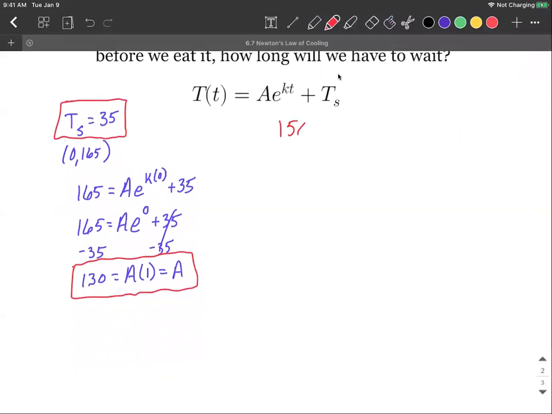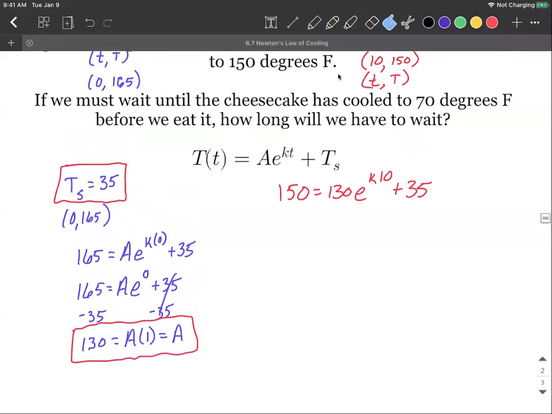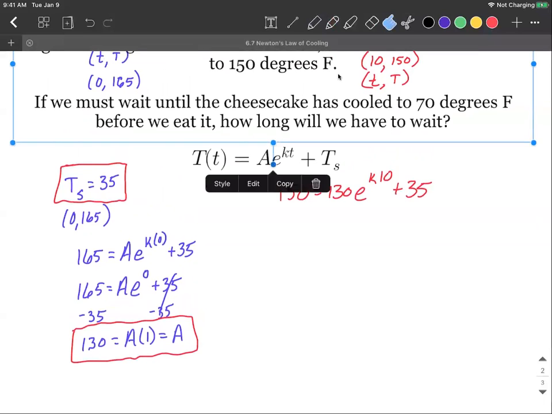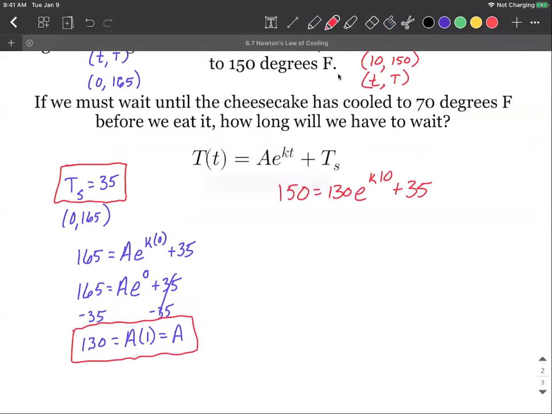So 150 goes on the left side equals 130 e raised to the k times 10 plus 35. Double check there. 150 went in for our temperature on the left side. 130 was A that we found in that previous step. E raised to the k times our time of 10. All right, now let's see if we can solve this down. So exponential equation, we have k's unknown up in the exponent. Let's go ahead and try to isolate that exponential part.